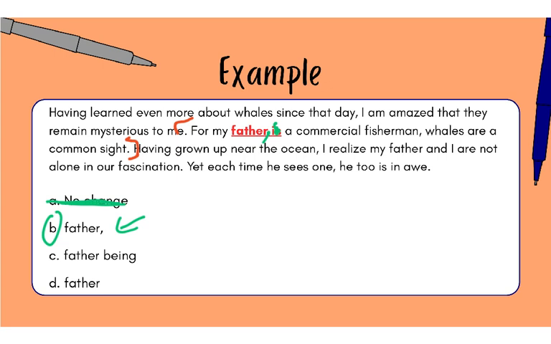It would not be C. Let's put that in C. It says, for my father being a commercial fisherman, comma, whales are a common sight. That's not going to be non-essential information. When we look at D, my father without the comma, again, you're going to need that comma because it's not essential information. So the correct answer is B.